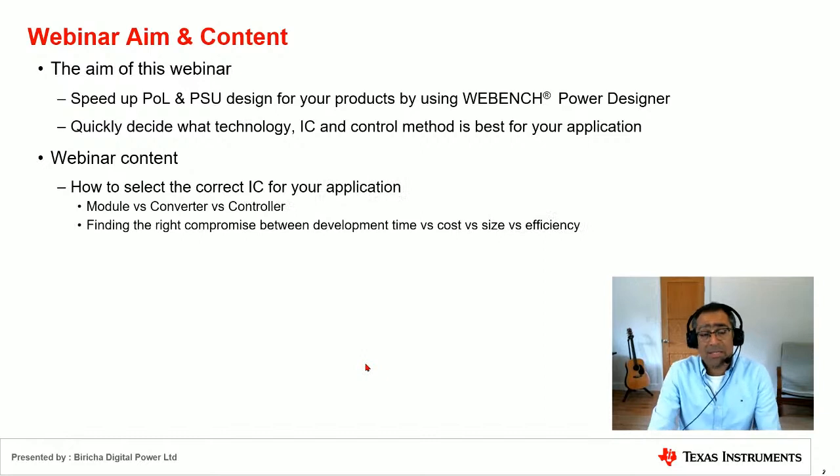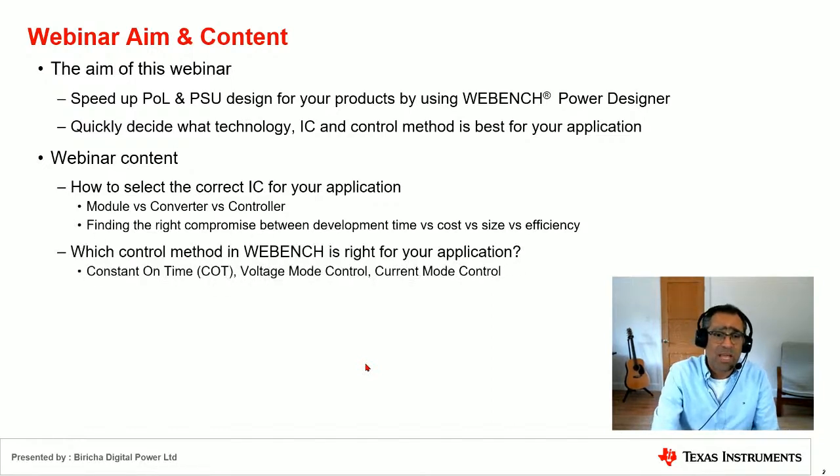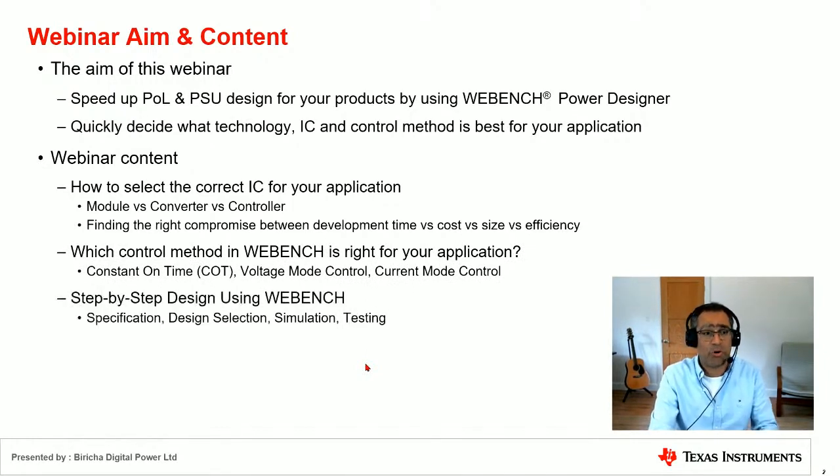What we're going to do over the next hour is talk about how you select the correct IC, what's the difference between a module versus a converter, which one is a controller and which one is the best one for you, and how you find a good compromise between the cost and the size and the switching frequency and efficiency, again, as per your application. And we talk about different control methods such as constant on time, voltage mode, current mode, and how you select the right one that is good for your product.